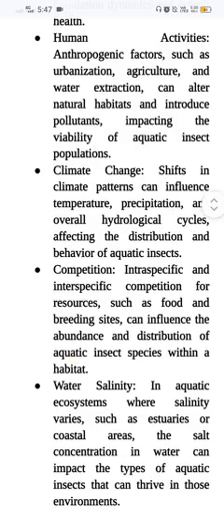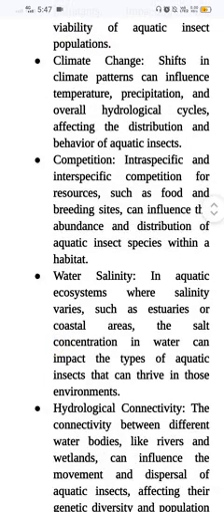Then climate change. Climate change in the sense shifts in climate patterns can influence temperature, precipitation, and overall hydrological cycles, affecting the distribution of aquatic insects and also their behavior. Then competition will be there. Intra-specific and inter-specific competition for resources such as food and breeding sites can influence the abundance and distribution of aquatic insect species within a habitat. Competition is also another important factor.